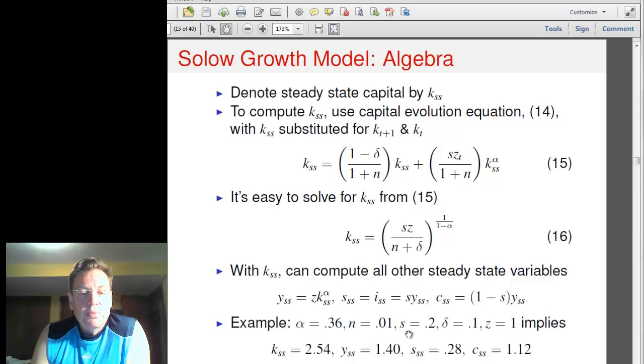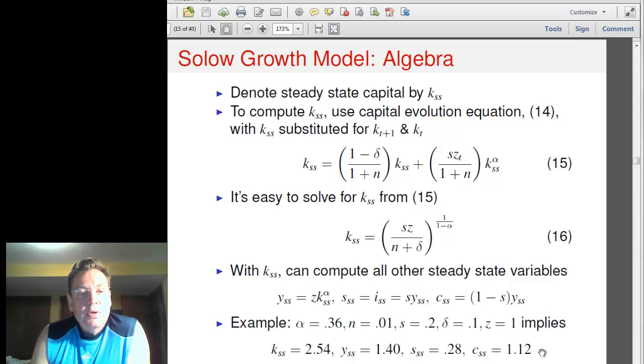A savings rate of 20% is a bit arbitrary. That varies quite a lot in the United States. Depreciation of 10% a year is quite consistent with data. And the setting of z equal to 1 is completely arbitrary, but shouldn't bother you. We can vary that, and we will. So with those numbers for parameters, we get these values for steady states, as I will show you shortly.